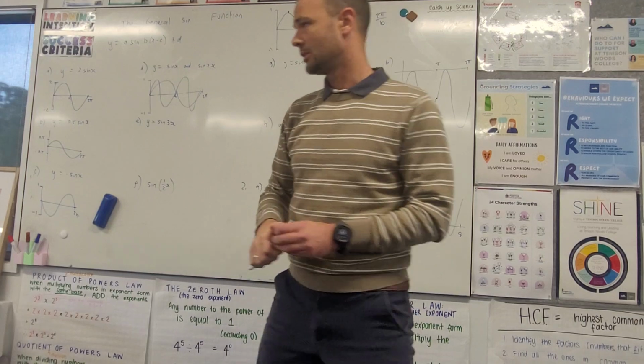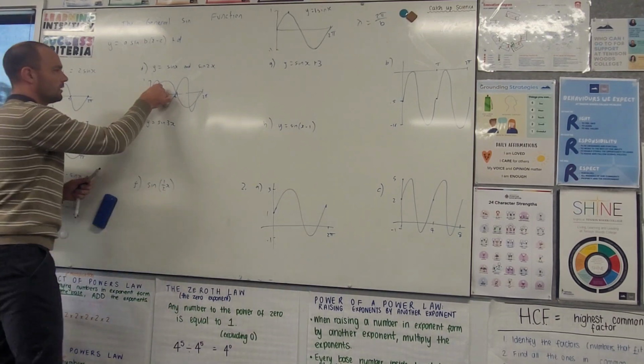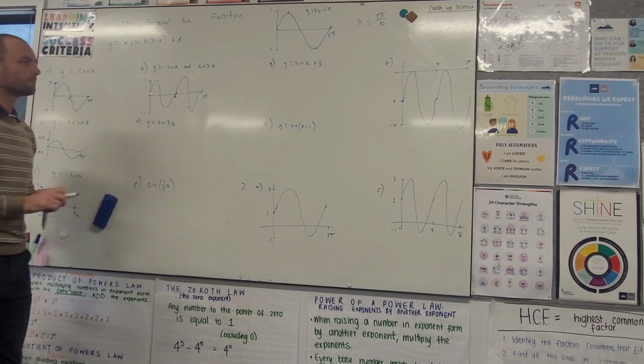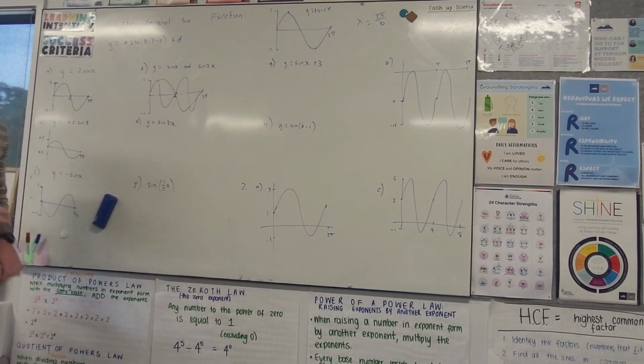Maybe I'll sketch it in a different colour so we can clearly see the difference between them. So we'll go black. We have 2 wavelengths in 2 pi, and the original function only had 1 wavelength in 2 pi. So that's the difference between them.